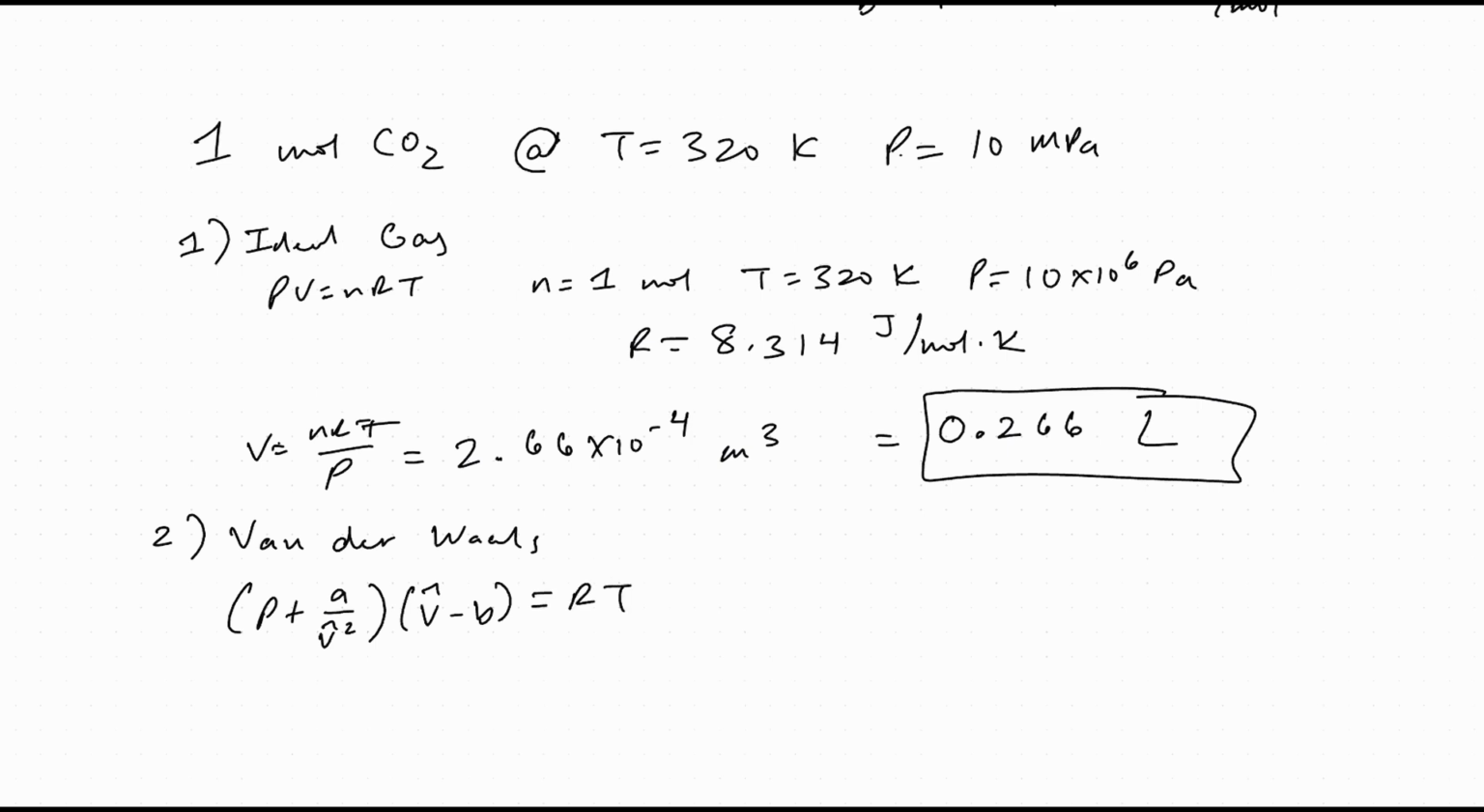Basically, what we first want to do is expand it into the cubic equation. So we'll expand it and multiply by V cubed. So this becomes P V hat cubed minus (PB plus RT) V hat squared plus A V hat minus AB equals 0.